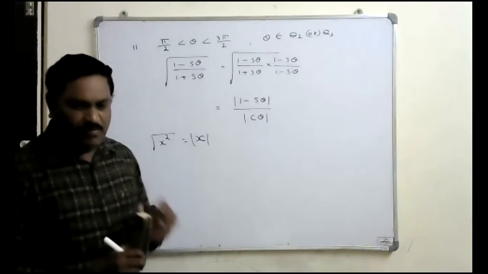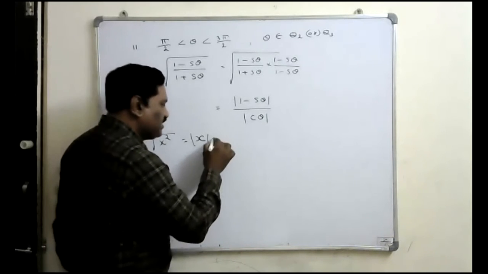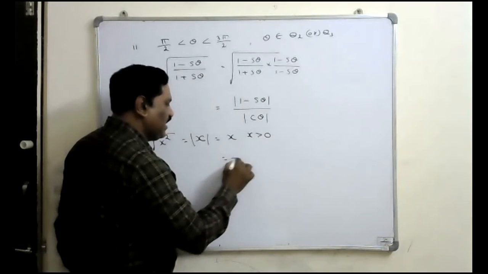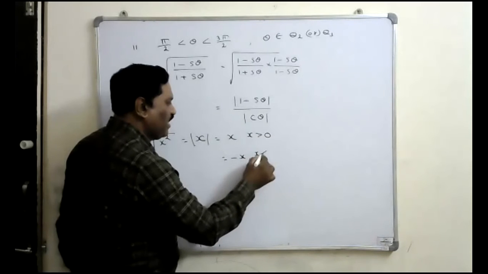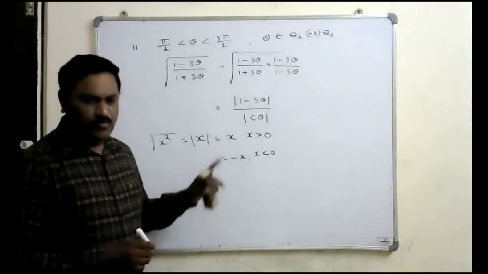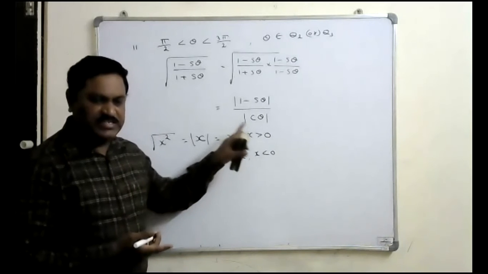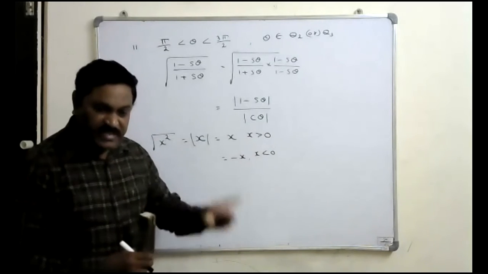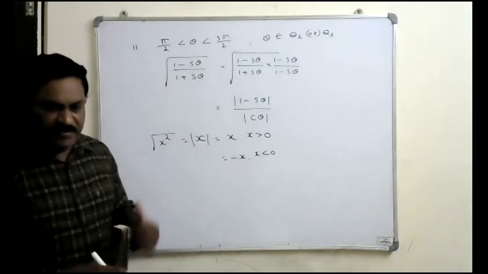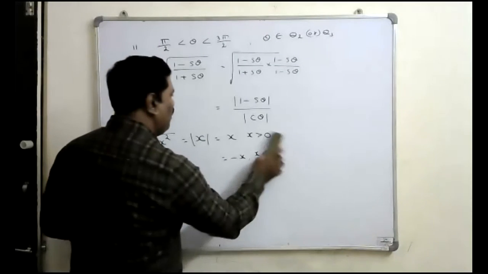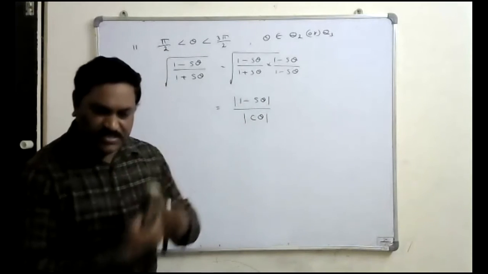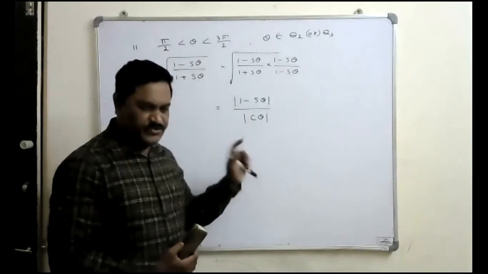The definition of mod x is that when x is positive, mod x is equal to x. When x is negative, mod x is equal to minus x. So we can directly write x when x is positive, but when x is negative, you have to write minus x. That is the definition of mod x. Here both the numerator and denominator are coming out of the square root, that's why you have to keep the modulus.